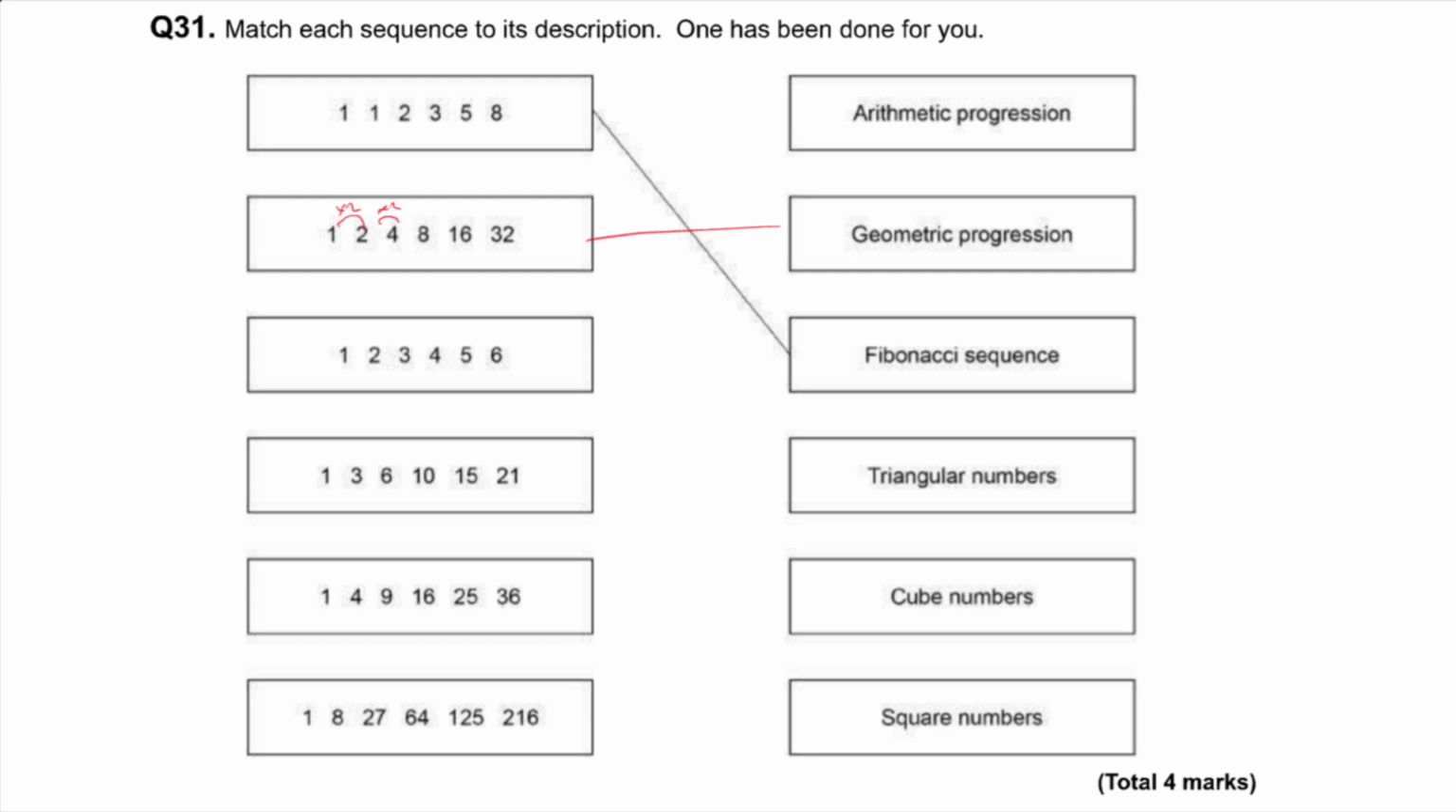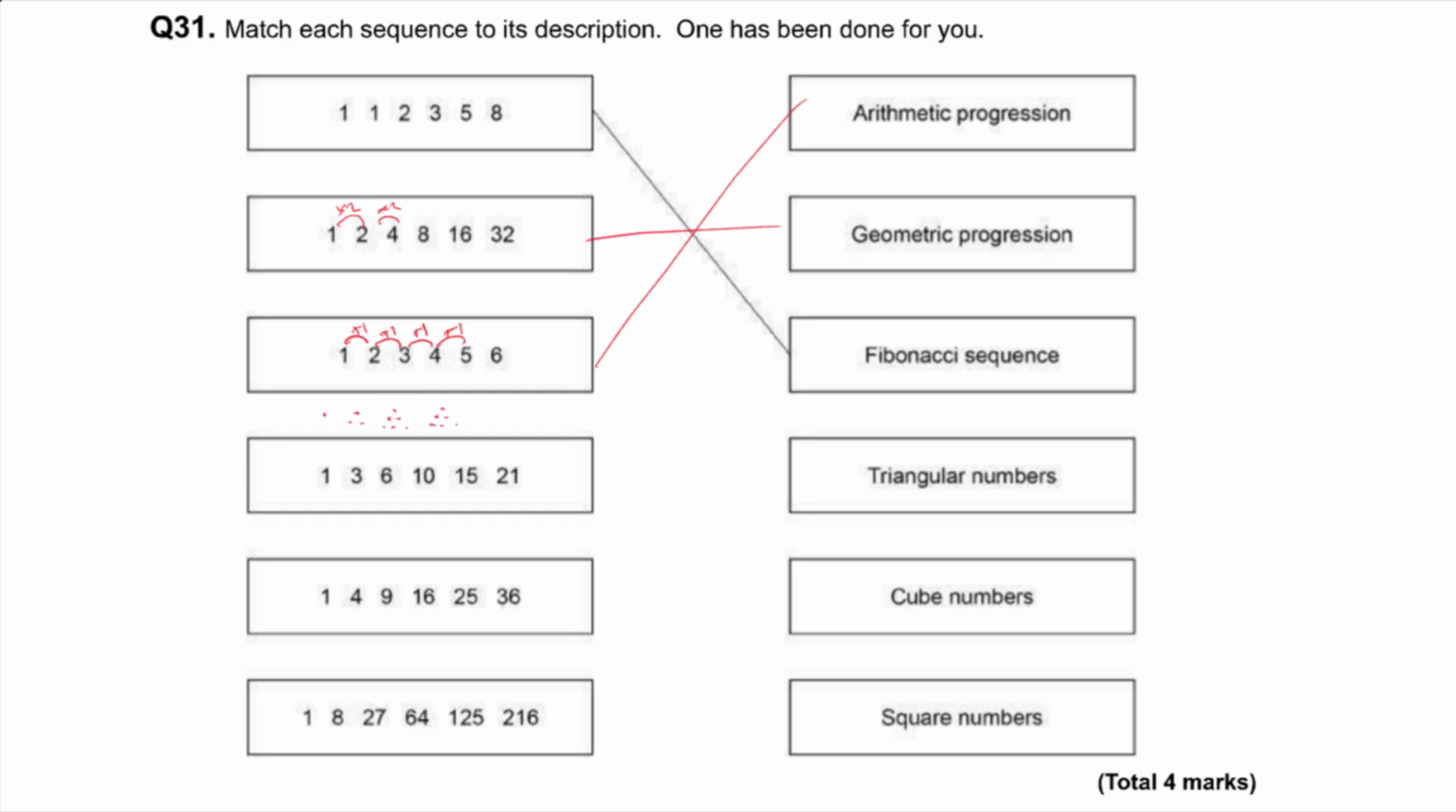1, 2, 3, 4, 5, 6, this is a +1 arithmetic progression or linear sequence, isn't it? So this one up here is an arithmetic progression. 1, 3, 6, 10, 15, 21. I don't know if you recognize these. It's a good idea to remember these sequences. This one is the triangular numbers, isn't it?